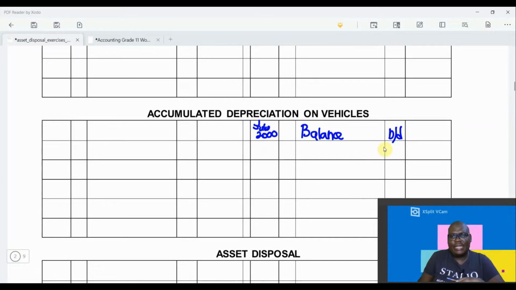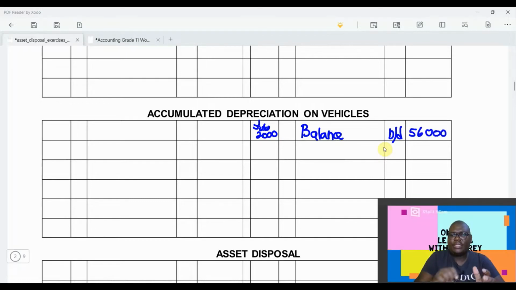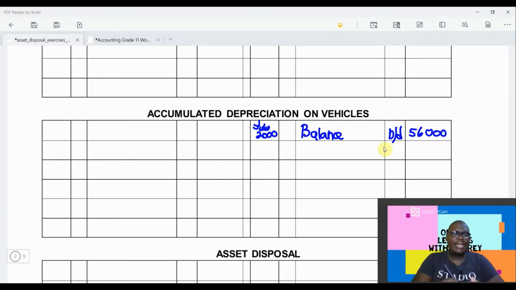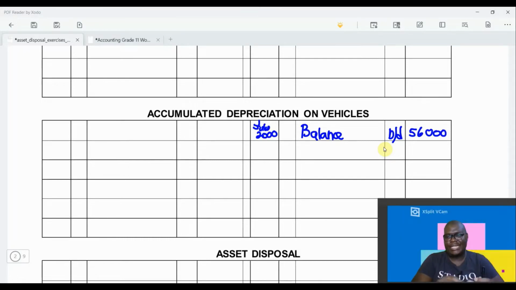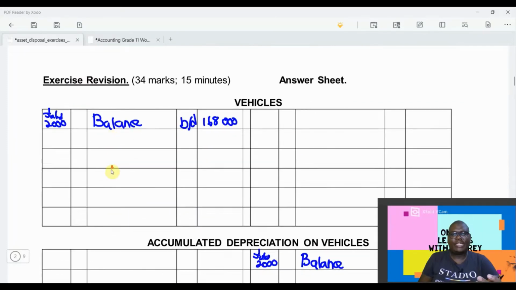You must understand what we are talking about when we talk about accumulated depreciation on vehicles. Accumulated depreciation is a collection of depreciations that have been calculated over the past years until recently. It means that if, for example, we've had this particular vehicle for 3 years, accumulated depreciation will include depreciations from all those 3 years until recently. So we've already opened the account as we are expected to do.